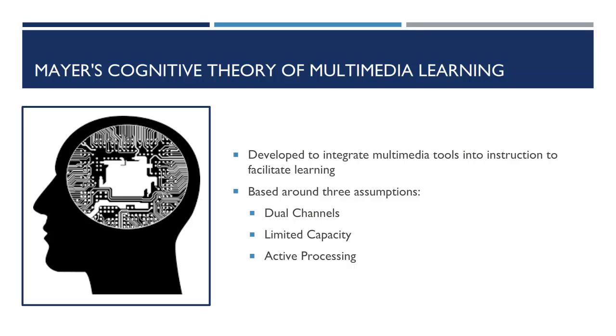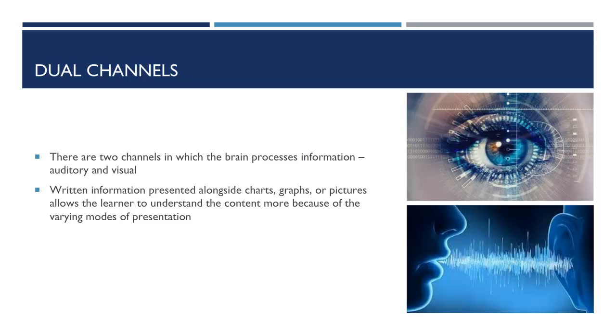The basis of his theory revolves around three assumptions: dual channels, limited capacity, and active processing. The human brain takes and processes information in multiple ways depending on how the information is presented. The first processing channel is visually represented information, and the second is auditory information. Written information presented alongside charts, graphs, or pictures allows the learner to understand the content more because of the varying modes of presentation.